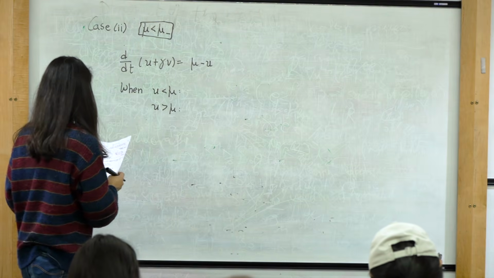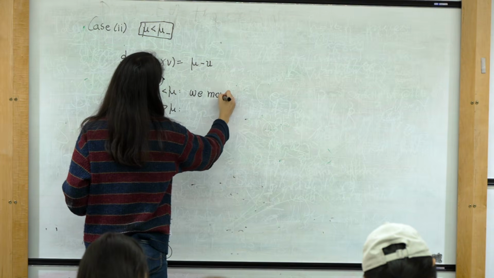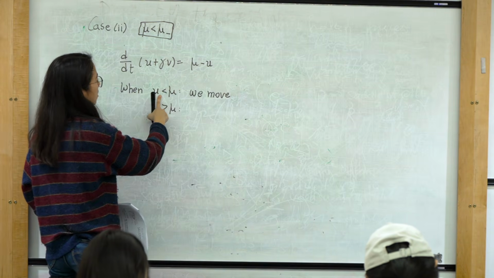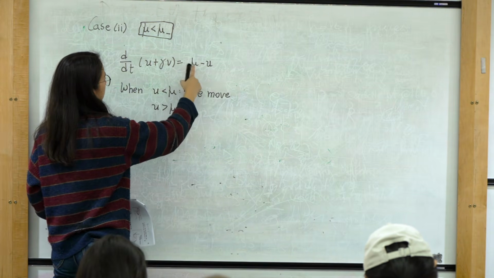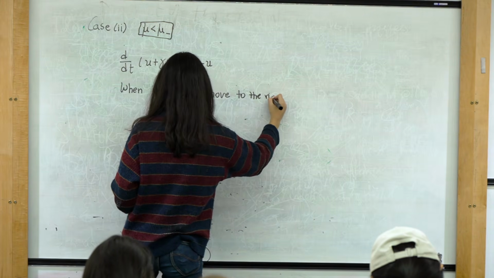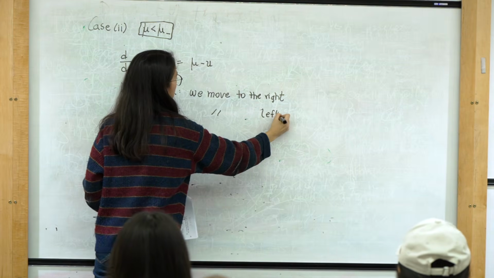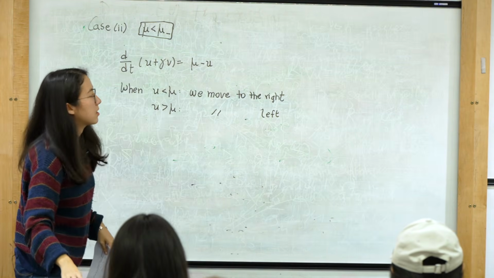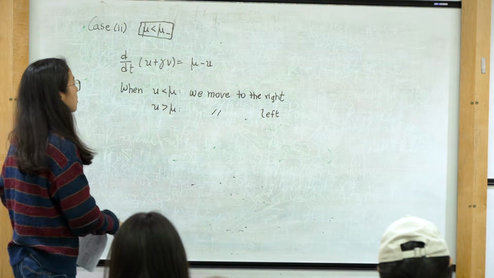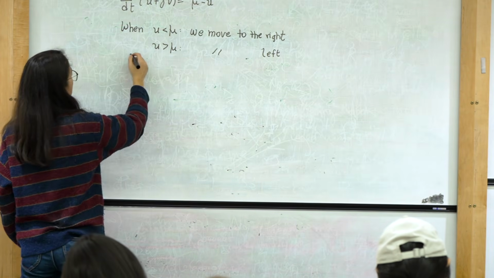Okay, so u less than mu, it means that we are moving to, again, you do the same thing. U is less than mu, I'm going to have something positive. We move to the right. And then when we have this, it's left. So if I come to the picture now, maybe I will draw it again so that it's not too crowded there. You have the following instead.